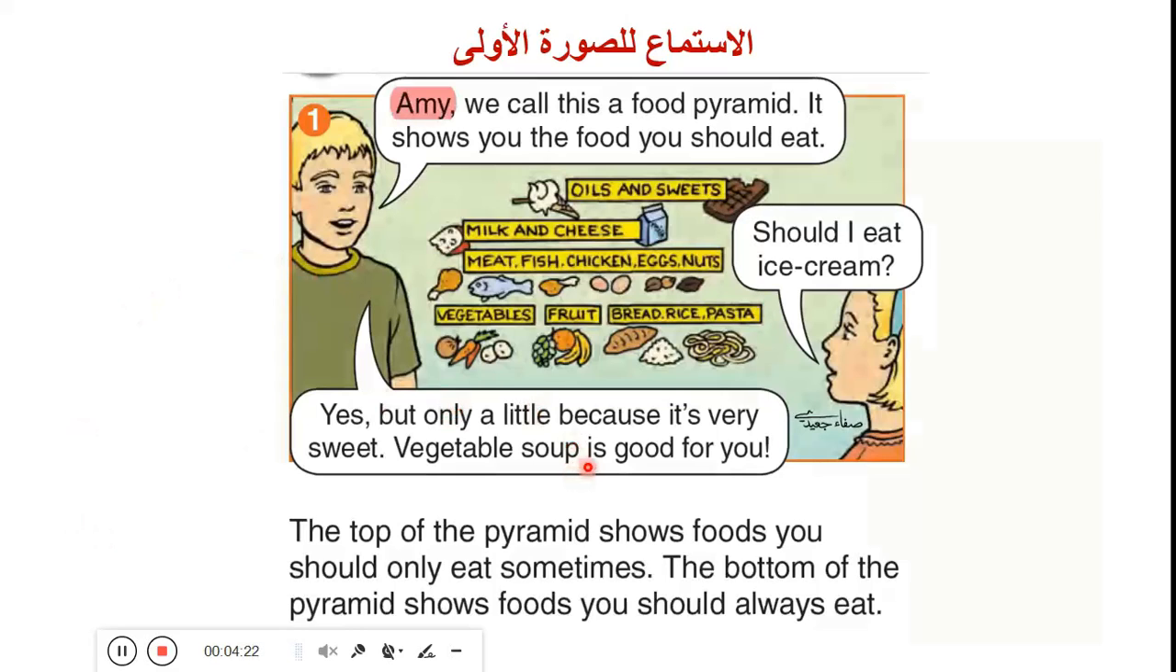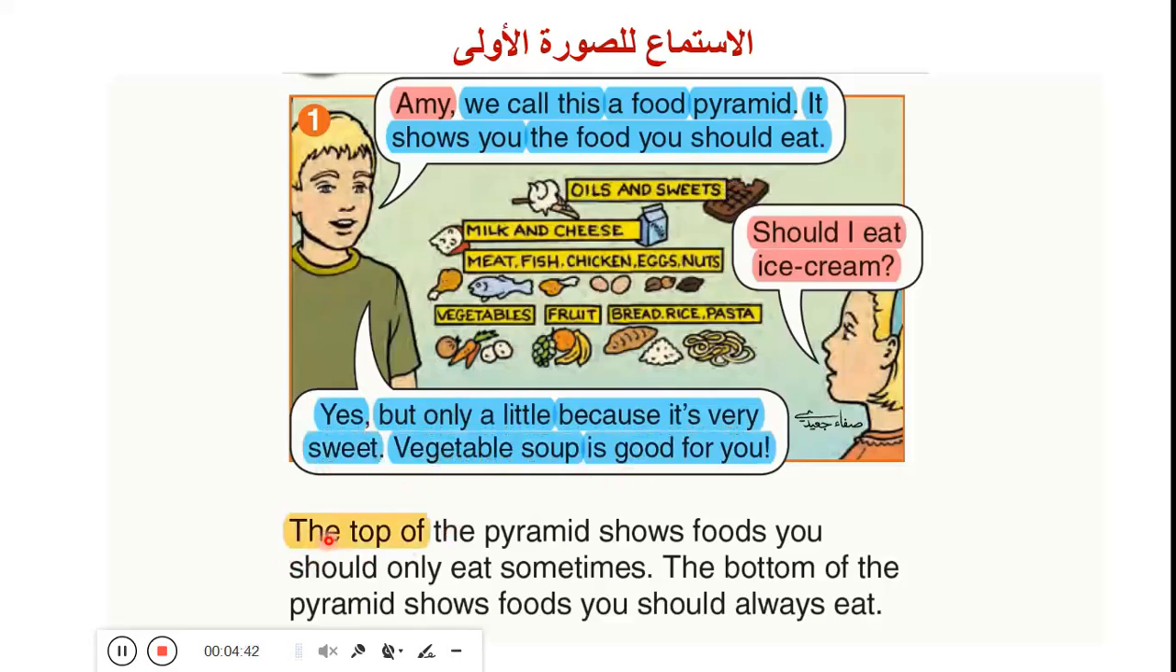Amy, we call this a food pyramid. It should eat. Should I eat ice cream? Yes, but only a little because it's very sweet. Vegetable soup is good for you. The top of the pyramid shows foods you should only eat sometimes. The bottom of the pyramid shows foods you should always eat.